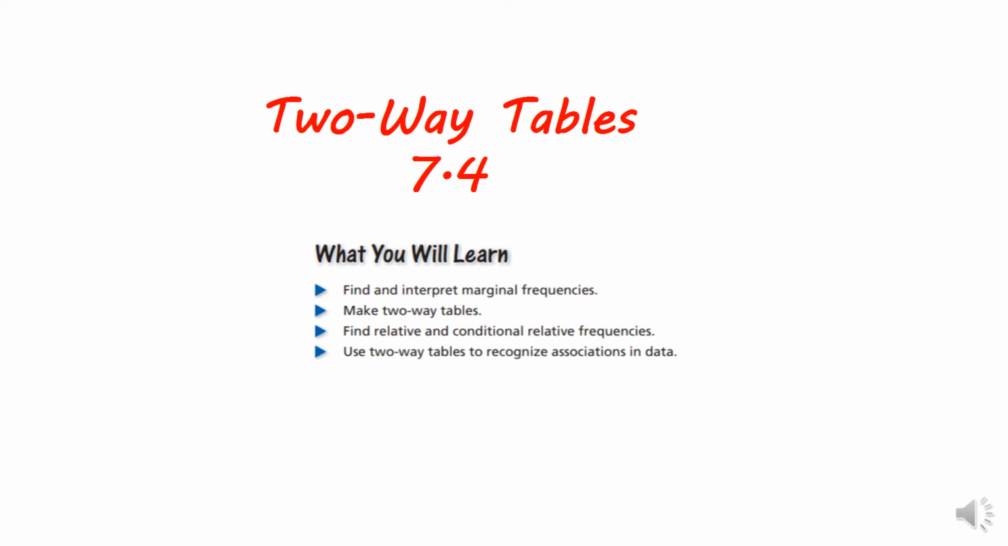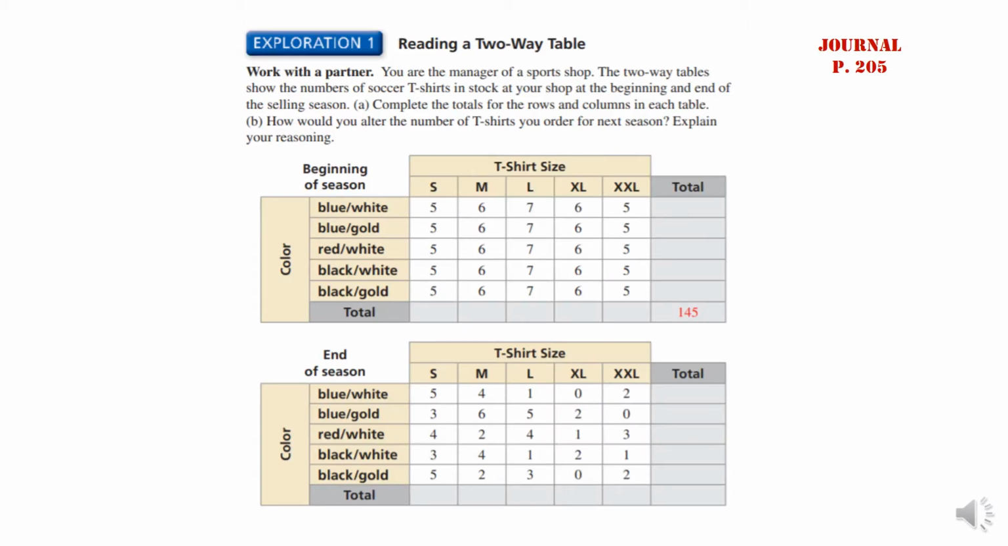Okay, today in IM1 we're going to start with 7.4, two-way tables. And in this one we're going to use a lot of mnemonics. Those are little hints that will help you remember the specifics of what you need to remember. Okay? All right. So we're going to start with a two-way table that is in your journal on page 205.